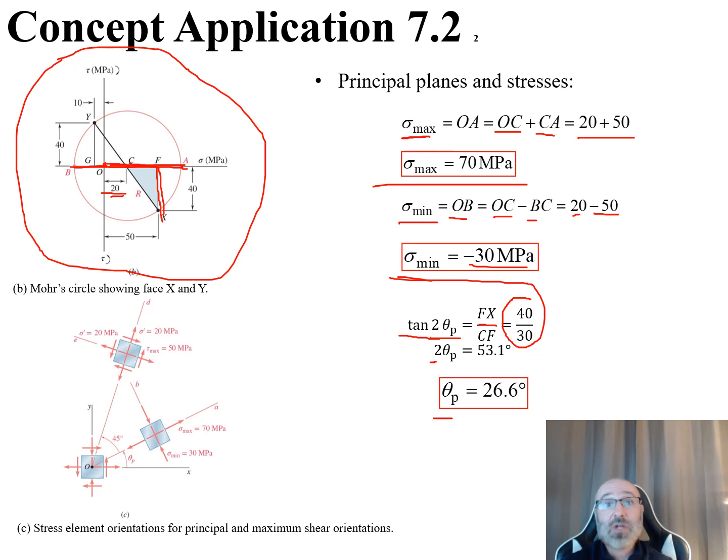Now we can say that 2 times our theta sub p is equal to, when we do the inverse tangent of 4/3, is 51.3, and then we can divide both sides by 2, and our theta sub p is 26.6 degrees, and that was just getting our 30 and our 40 directly off of our Mohr circle.